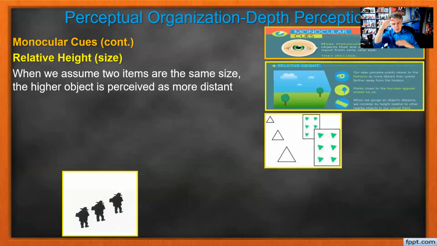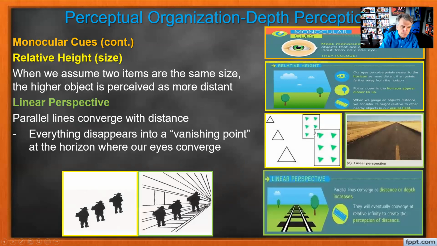Relative height, the higher something is, we assume that it is further away from us. We assume two items are the same size. We take a look at all these men right here, and I assume that he is going off to the horizon over here, and then he's going off to the horizon. He must be closer to the horizon. He must be further away. That guy must be closer. Again, we take a look at these triangles right here. That one must be further away because it's going up further towards the horizon. Here we've got the smaller card, so we've got relative size, we've got a little bit of interposition, but we also have that relative height cue as well.